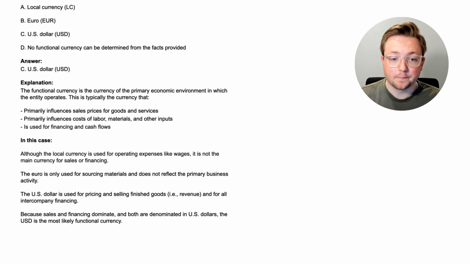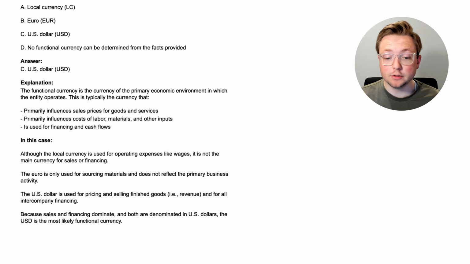That's option C. The functional currency is the currency of the primary economic environment in which the entity operates. This is typically the currency that primarily influences sales prices for goods and services, primarily influences costs of labor, materials, and other inputs, and is used for financing and cash flows. In this case, although the local currency is used for operating expenses like wages, it is not the main currency for sales or financing. The euro is only used for sourcing materials and does not reflect the primary business activity.